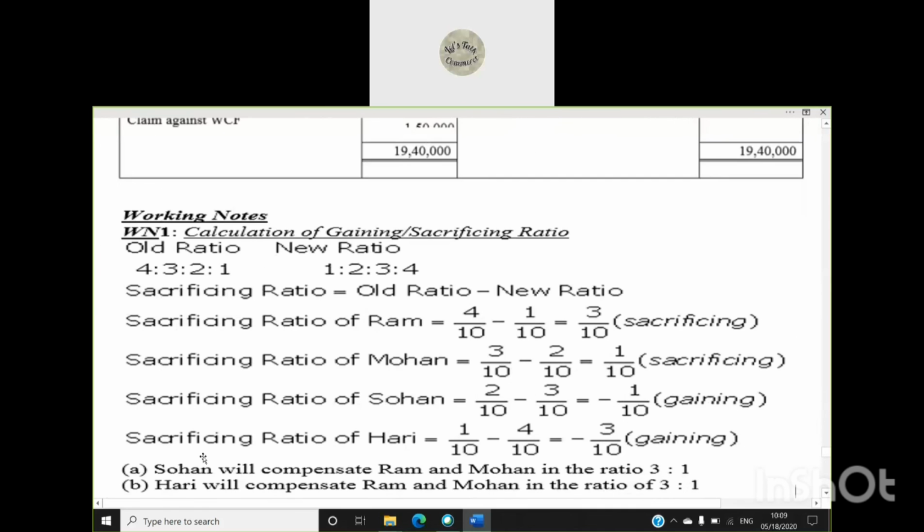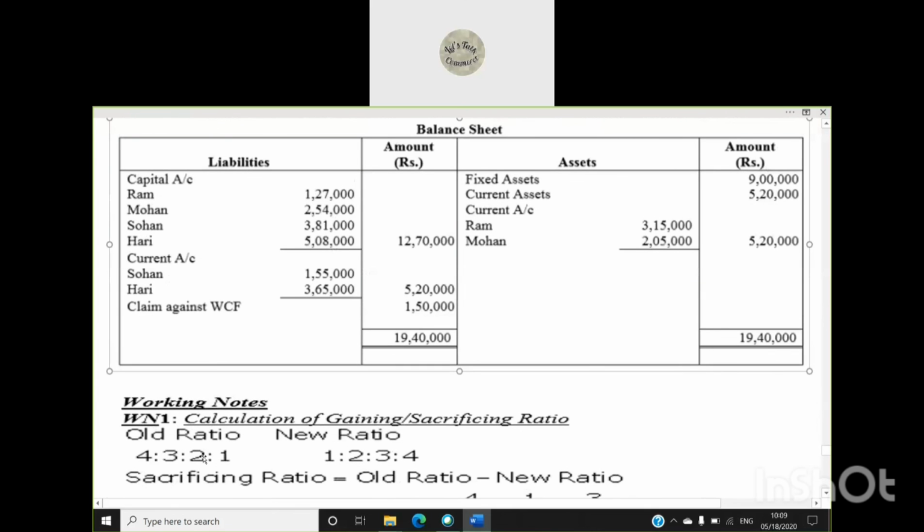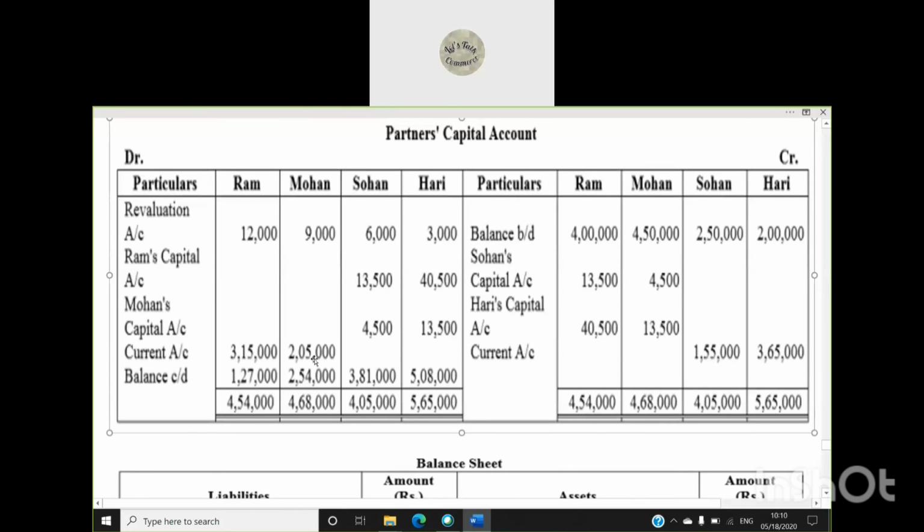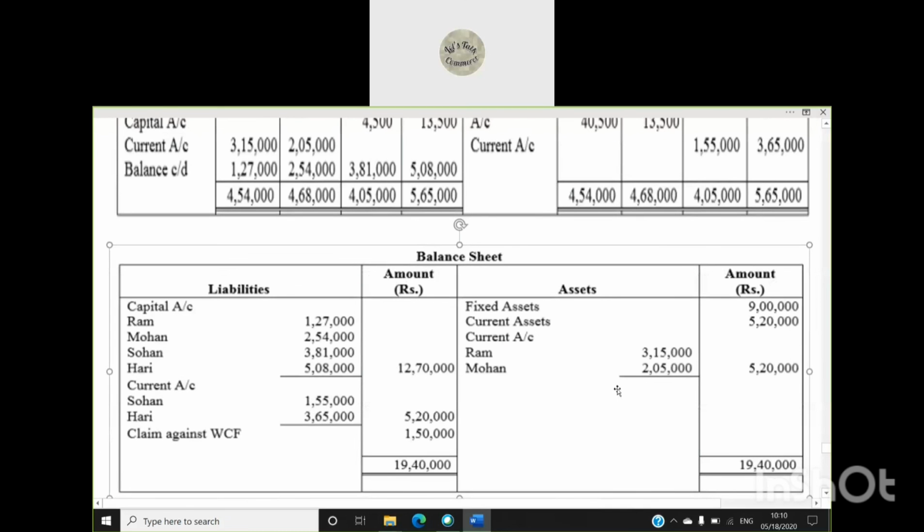Now going to the balance sheet. In the balance sheet, first fixed assets are given to us as 9 lakh and no adjustment is there. So the same 9 lakh is coming here. Then current assets, same 5 lakh 20,000. Then the current accounts of Ram and Mohan. Because we enter the capital balances, in the same way we will enter the current account balances also. In the current account, Ram and Mohan have debit balances, so they have been written on the asset side. And Sohan and Hari have credit balances, so they will be written on the liability side.